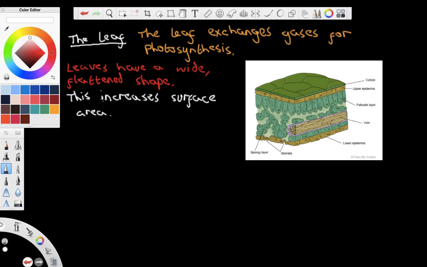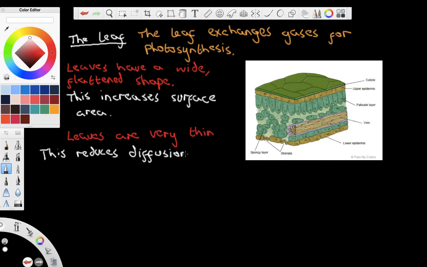We can also say that they are very thin. So leaves are very thin, and we can say that this reduces diffusion distance.